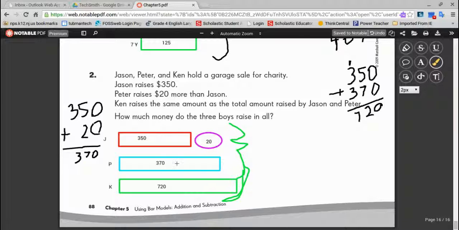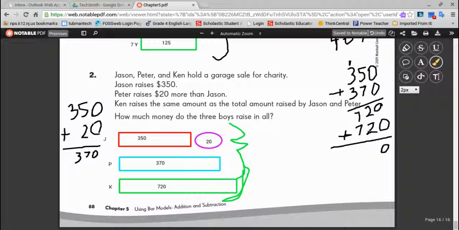Now let's take a little shortcut. I've already added these two together. And here, 350 and 370 is added over here. I get 720. So all I have to do is add another 720 to this to get my final answer. And that's what I'm going to do right now. So all I have to do, because I already added these two together, is add my 720 to get how much all 3 boys raised.